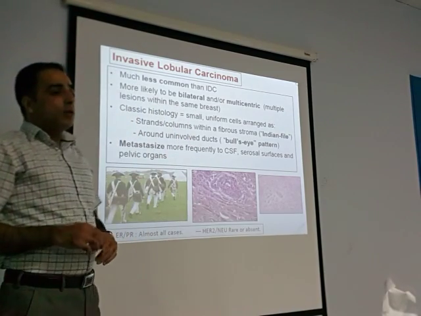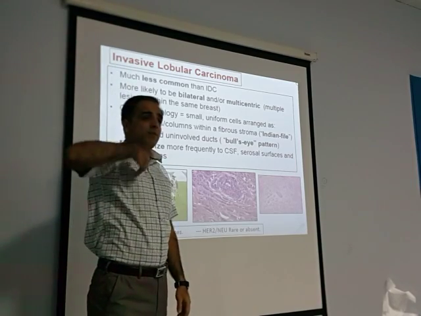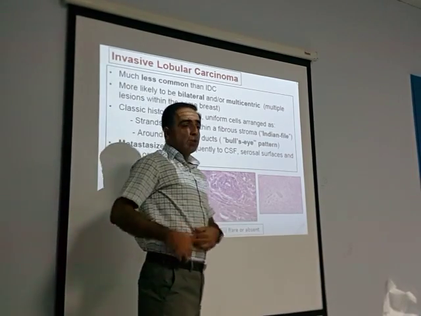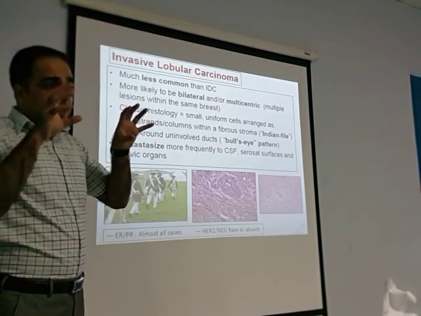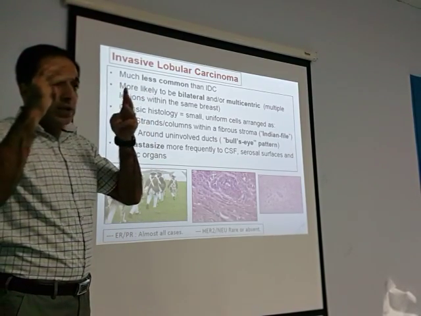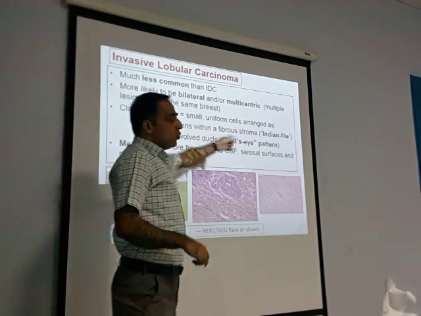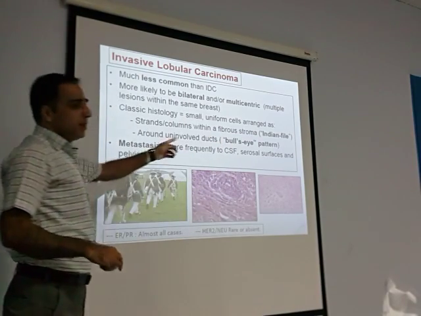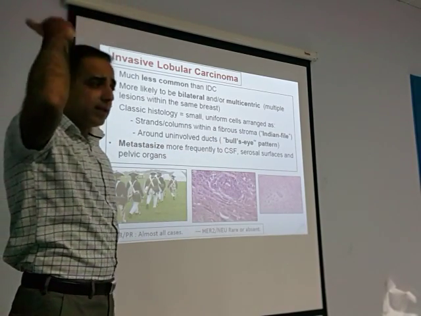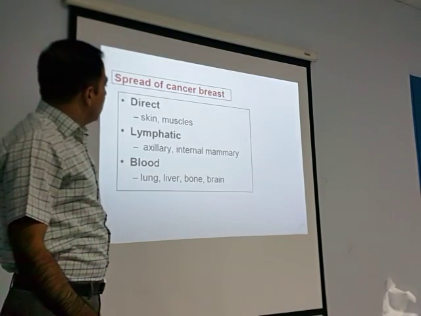And it has a peculiar metastasis: it goes to the CSF, to the serosal surfaces, and to the pelvic organs. So lobular carcinoma has 3-4 important things. 1, bilateral and multicentric. 2, Indian file pattern. 3, bullseye pattern. Then 4th is spreading to unusual sites like CSF, brain, serosal surfaces, and pelvic organs.